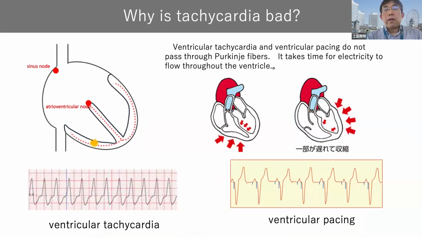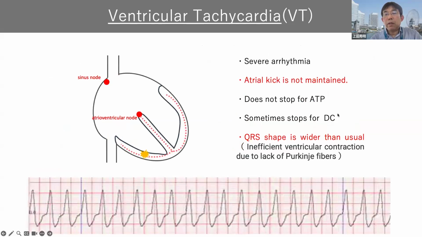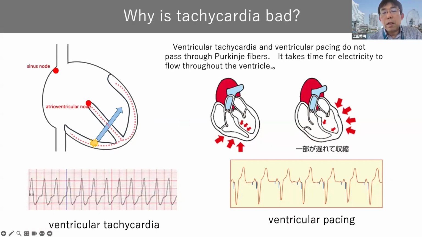So again, why is tachycardia so bad? Ventricular tachycardia and ventricular pacing do not pass through the Purkinje fibers. So it takes time for electricity to flow throughout the ventricles. As you can see, it starts somewhere around here. The other places will be late to contract, which means that the timing of the contraction is not synchronized. So it's a loss of energy.